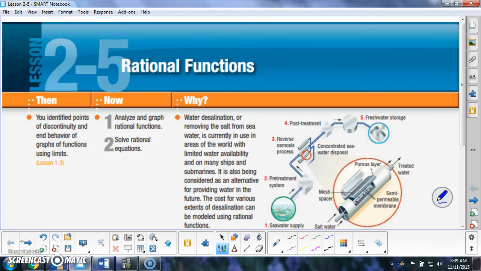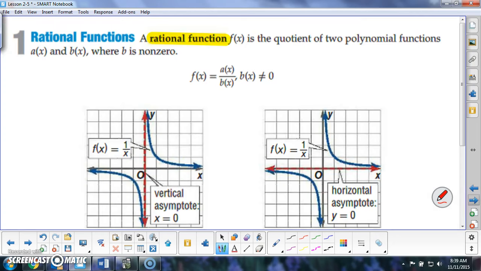Part 1 of Lesson 5, Chapter 2 is on rational functions. The word rational means it can be written in the form of a fraction. So here's your basic definition of a rational function. Every function that is a rational function can be written like this: f of x equals a of x over b of x, where a of x and b of x are both polynomial functions.